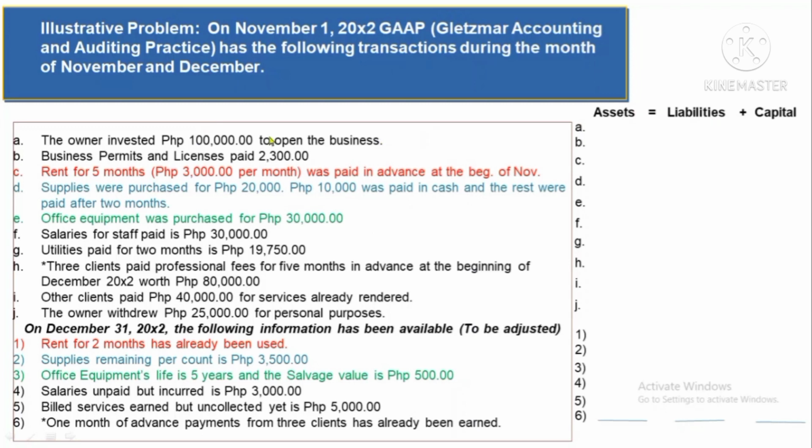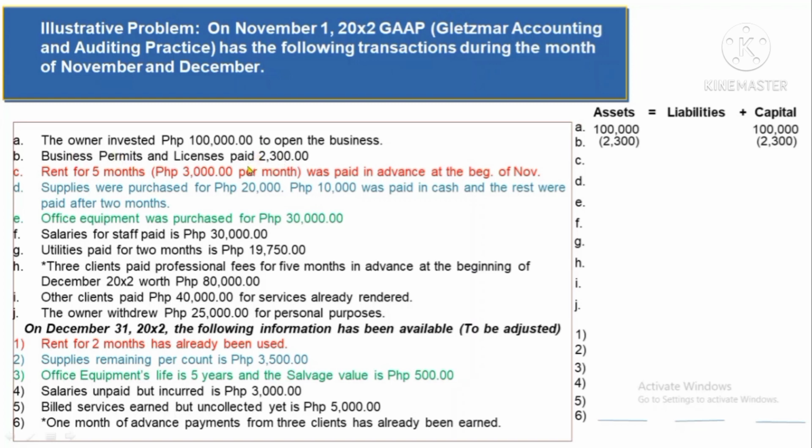In transaction A, the owner invested 100,000 in the business. So of course, the capital account will increase as well as the assets involved. So we have a balance, A is equal to L plus C. However, this transaction B, where the business paid for business permits and licenses of 2,300, is a typical example of revenue expenditure, and this type of expense decreases the capital and of course the assets because we have already paid for these business permits and licenses.